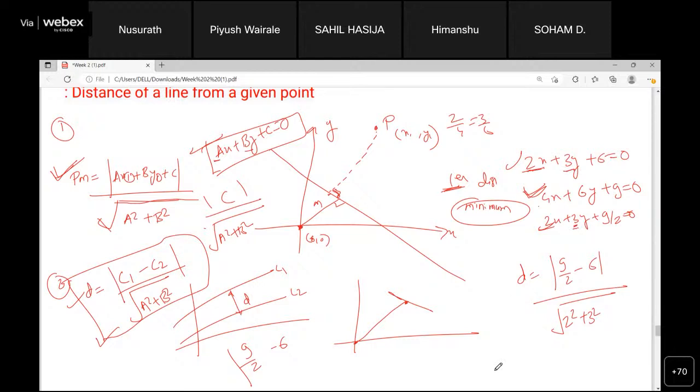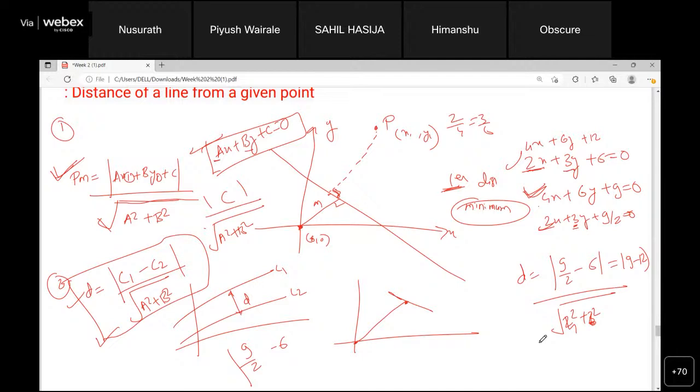You could have multiplied the second line instead of dividing it, right? We can multiply the first equation by 2 also, no issue. It becomes 2x plus 6y plus 12, so in that case it will be 9 minus 12, instead of 9 by 2 and 6. And here 4 and 6, right?